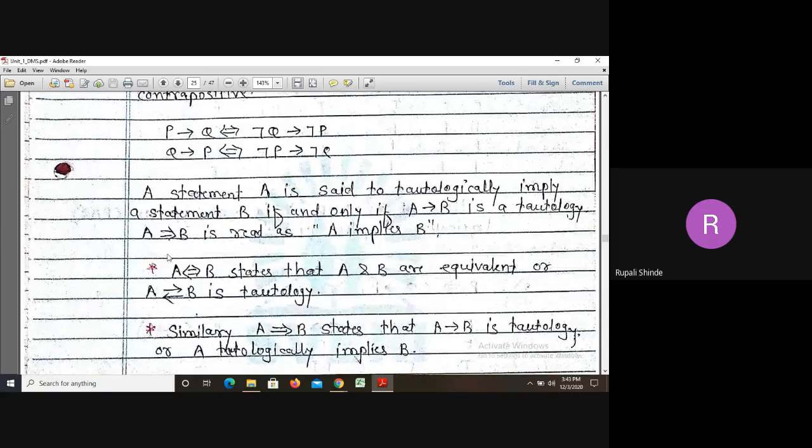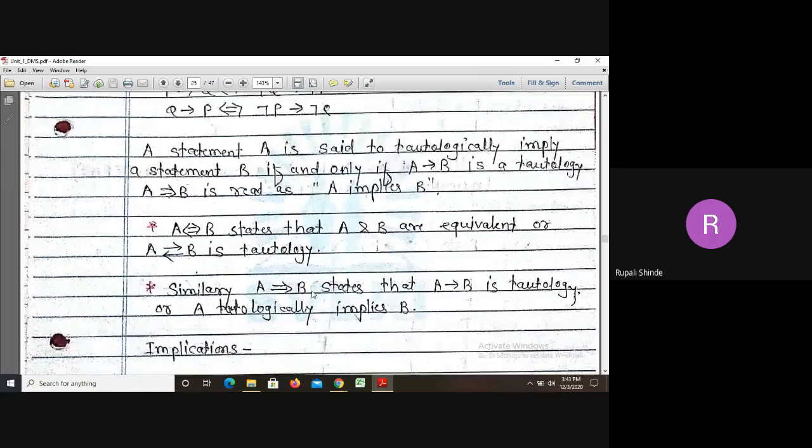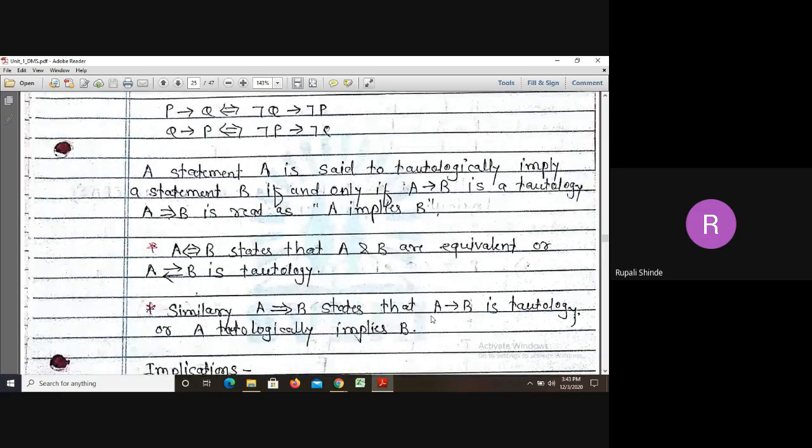Again they have given here: A biconditional B states that A and B are equivalent, or A biconditional B is a tautology. Similarly, A implies B states that A conditional B is a tautology, or A tautologically implies B. So just remember, for equivalence we have to take the biconditional between the two formulas A and B and check whether it is a tautology. And for implication we have to take the conditional between A and B, and then check whether it is a tautology.